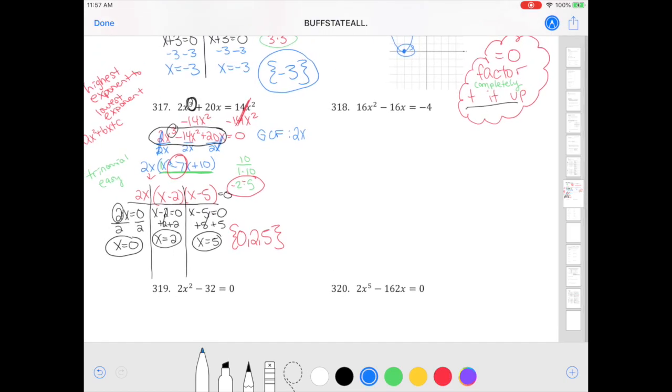All right, let's solve this next one. For 318, remember what I bubbled in up here. You first need to be equal to 0, and this one is not. So I have to move that negative 4 to the left side, and I'm going to do so by adding it because negative 4 plus 4 cancel out. Now again, I need that ax squared plus bx plus c format. So my 16x squared comes down first, then minus 16x, then that plus 4 gets tacked on the end, equals 0.